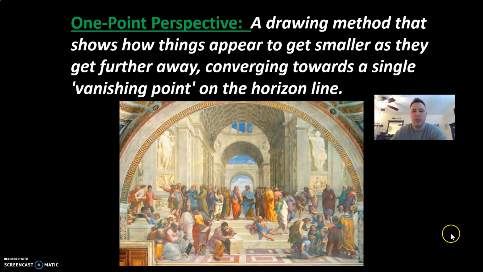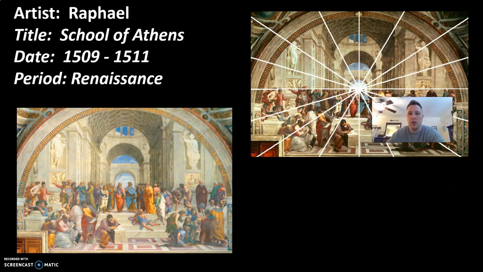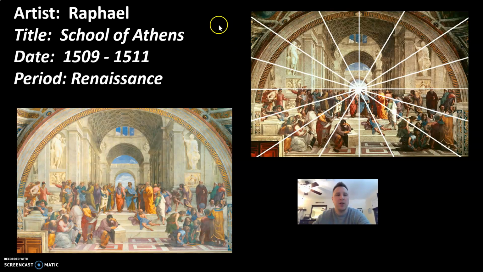So I'm going to jump to the next slide that's going to break down this picture a little bit more. This picture is actually by the artist Raphael. It's called The School of Athens. This was created between the years of 1509 and 1511, so roughly 500 years ago. It is a very old painting, just to demonstrate how long this technique has been in use.